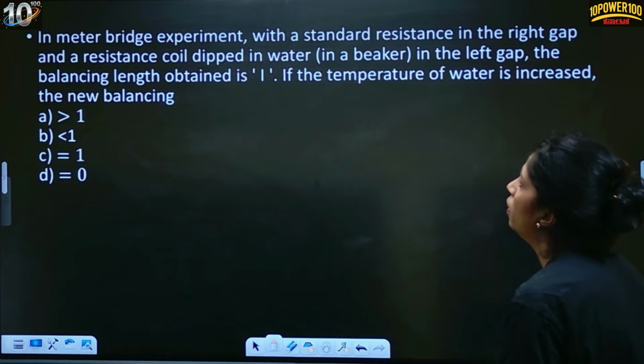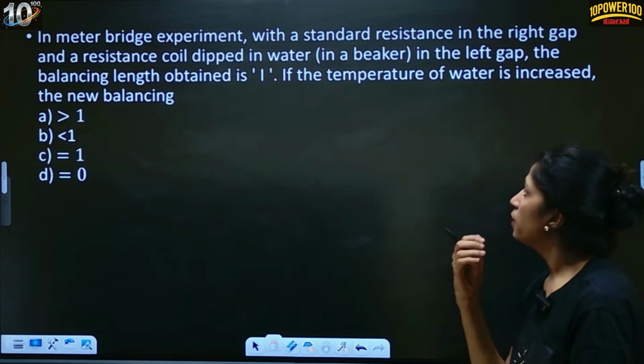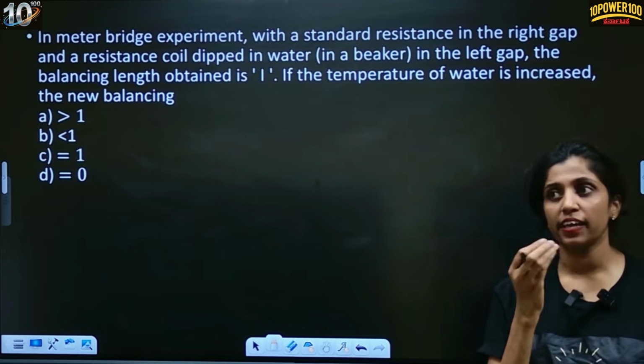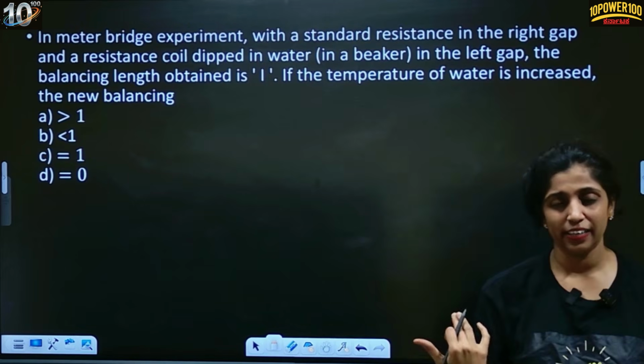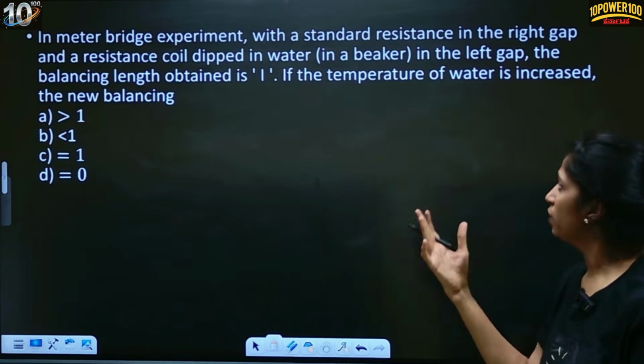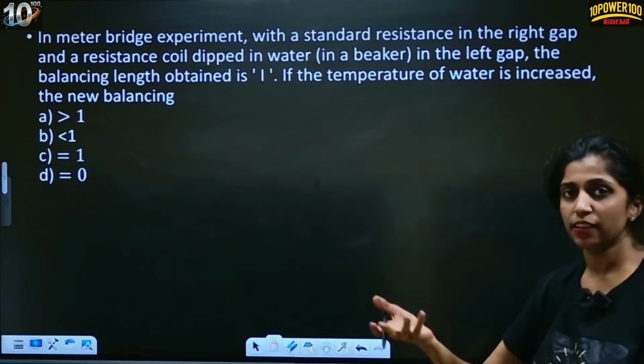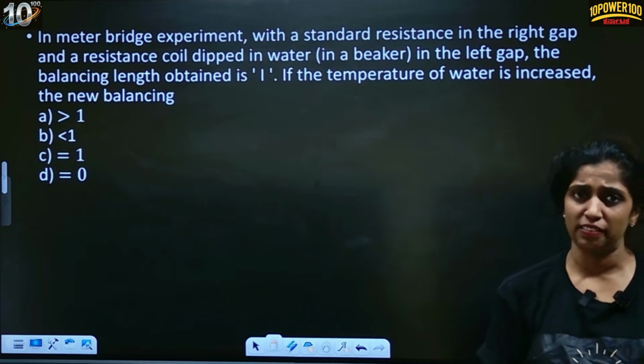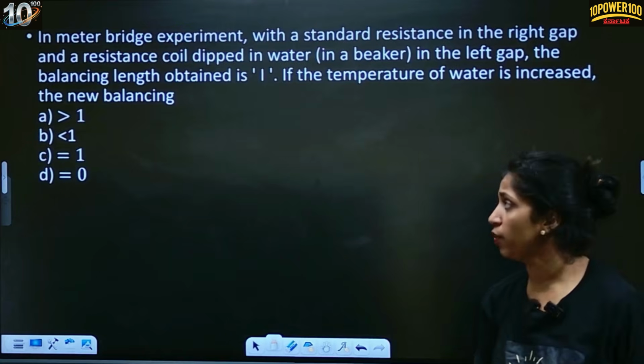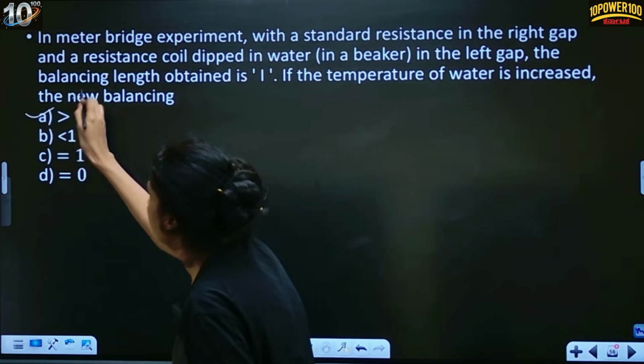Next, in a meter bridge experiment, of course, meter bridge and potentiometer are all deleted from the syllabus. But you can just know what happens if the temperature of the water is increased. When you increase the temperature, resistance will also increase, and therefore the length will also increase. So you can just tell it is greater than 1.